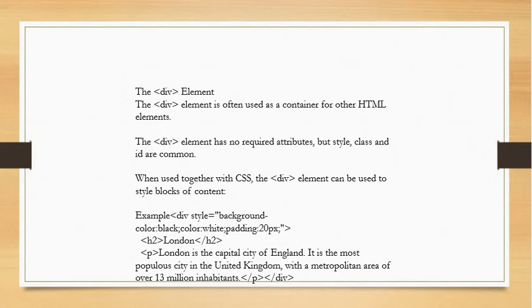So how does it work? You can give the style for the background color. We can make it black, and the font color white, and padding of 20 pixels, and we can take it in an H2. For example, if I want to type a paragraph about London: London is the capital city of England. It is the most popular city in the United Kingdom with a metropolitan area. So this div ends over here, and we can show that.